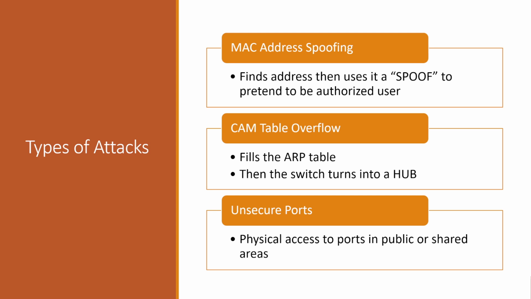There's the CAM table overflow, where an attacker will flood the network switch with fake MAC addresses, causing the switch to fill its table and revert into what we call a hub. So instead of the traffic going from one port to the intended port, now traffic goes out all ports. And we also call this ARP table poisoning when we try to overflow it. Okay, because the table itself is where all MAC addresses live on a switch, so I'll know which MAC address belongs to which port. Or we can have unsecured ports in public or shared areas. These can pose a security risk if they're not configured properly.